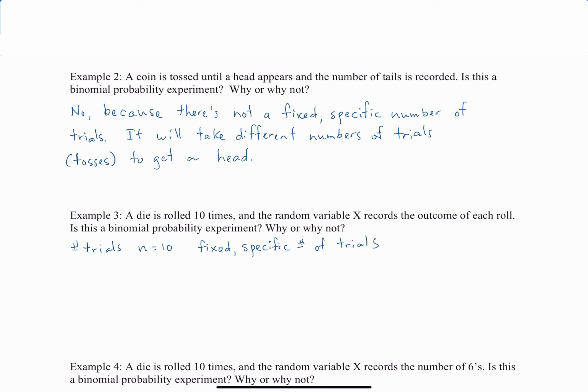Next, we need to know that the trials are independent. And they are, because what you roll the first time is not going to affect what you roll the next time. Each die roll is a trial, and the experiment is to roll it 10 times. Anyway, the die rolls are clearly independent. So the trials are independent.